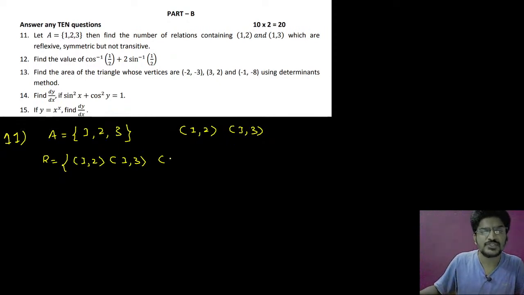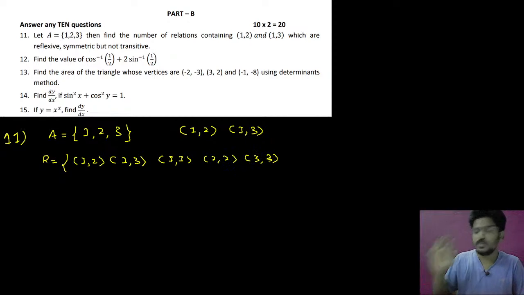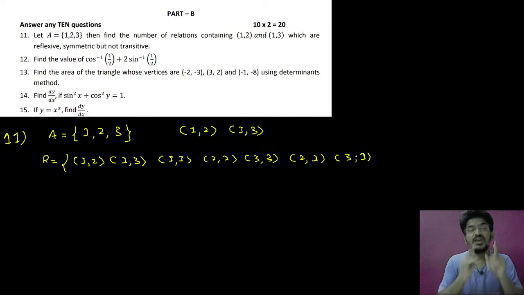To be reflexive, (1, 1), (2, 2), (3, 3) must be present, and to be symmetric, if (1, 2) is present, (2, 1) must also be present, and if (1, 3) is present, (3, 1) also must be present. So now see here, it is reflexive as well as symmetric.